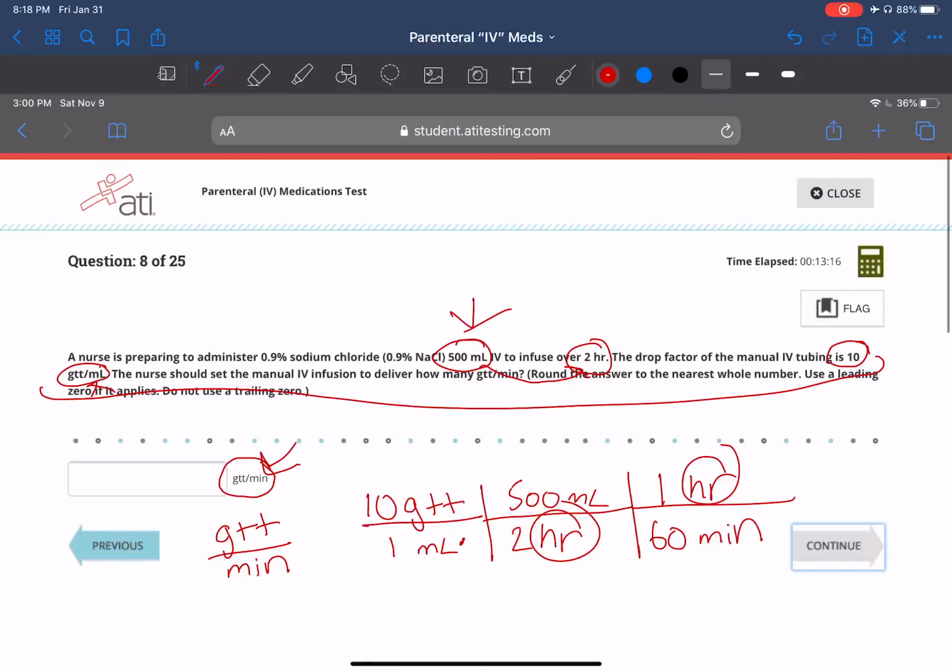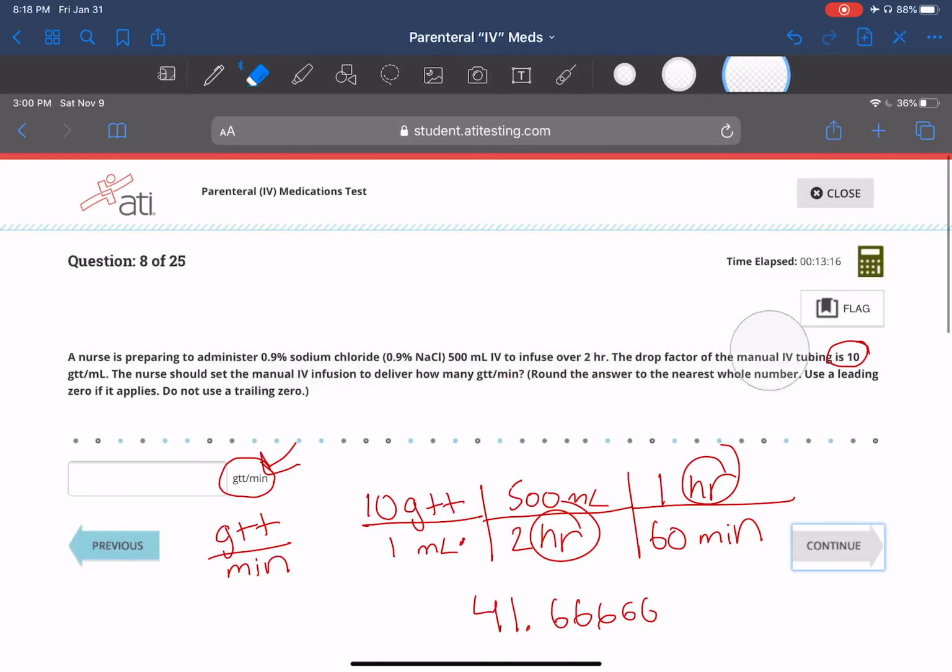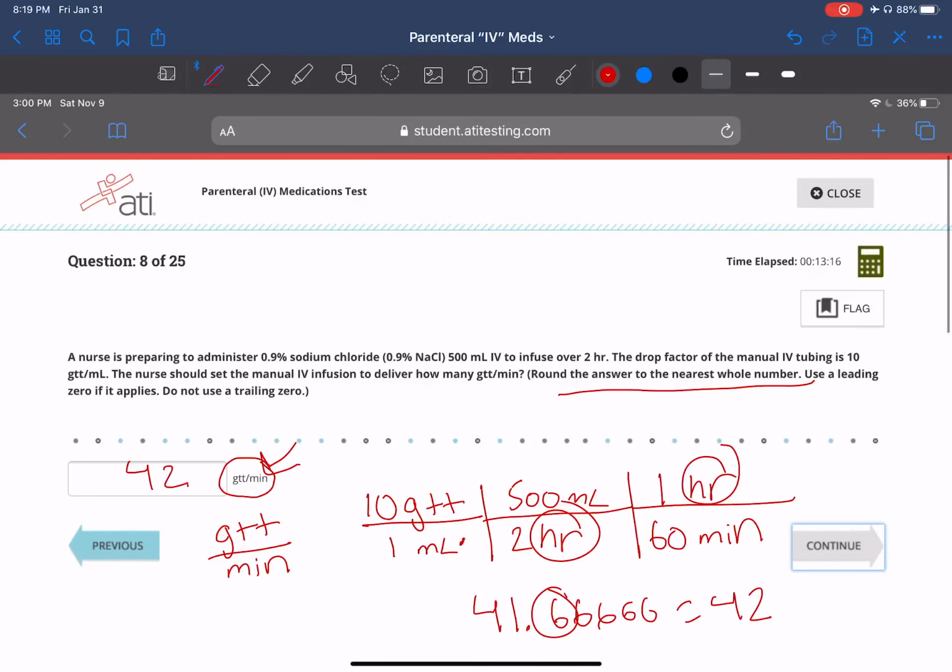So let's go ahead and do that math. So remember, we multiply across the top. So 10 times 500 times 1 divided by 1 divided by 2 and divided by 60. And that equals 41.66666. So how are they asking for the answer? Let's see. It says round the answer to the nearest whole number. So obviously the 6 is greater than a 5. So that's going to round up to 42 right here.